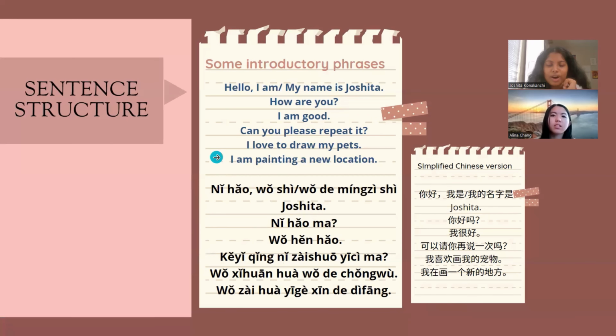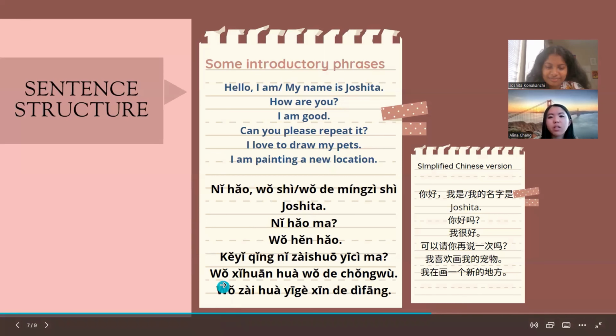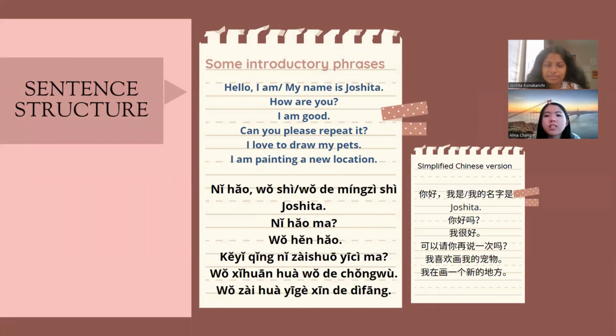Okay, we do the next one? 我喜欢画我的宠物。 Good. That's pretty good. So like I said with the tone, it's okay if you don't get it for now, but third tone. 喜欢 is like first tone, so it's softer. So it's like 欢, and then 画 is fourth tone. So 我 is third tone, so you have to kind of stress on it.